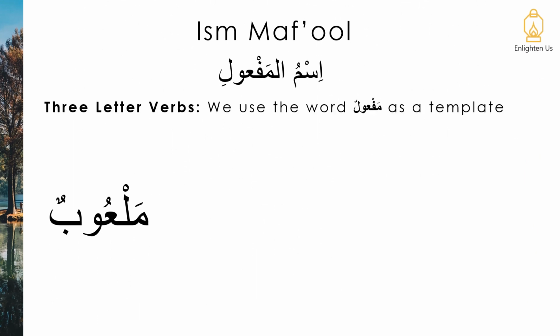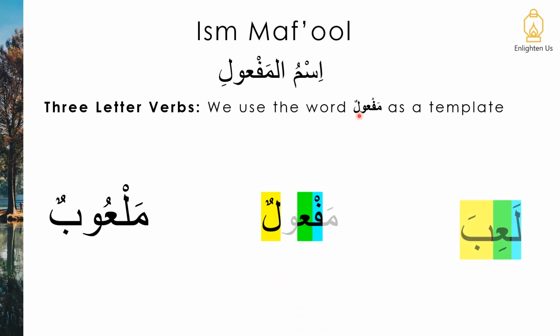So let's start with the first one, mal'oob. Now this is a 3-letter verb, or rather this is derived from a 3-letter verb. And for 3-letter verbs, we actually use the word maf'ool as our template. But don't take me at my word. Let's have a look at its past tense first, similar again to Ism al-Fa'il, to make sure that it is a 3-letter verb. So we have the past tense, the fi'l madi, la'iba, and as you can see, that's 3 letters.